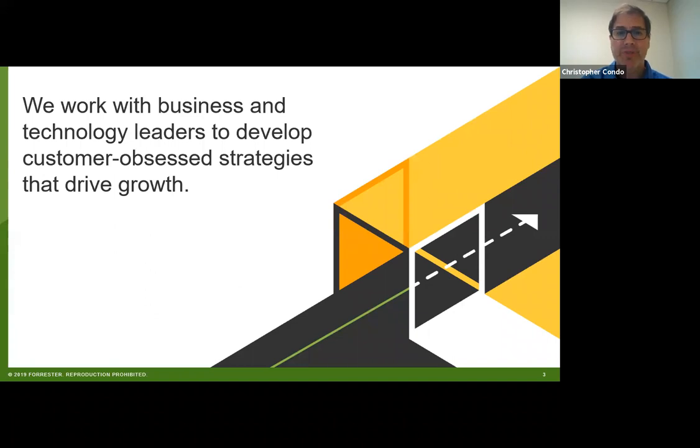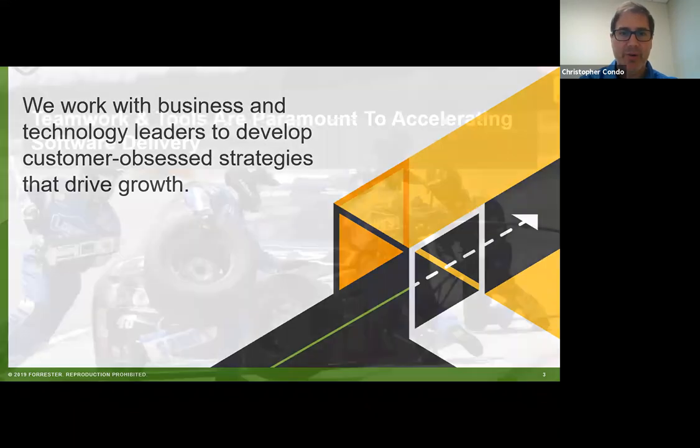At Forrester, we work with business and technology leaders to develop customer-obsessed strategies that drive growth. And I always start with a slide, even though it's our unique value proposition, because we want to talk about customer-obsessed strategies. You have customers, whether they're internal or external. We are all running businesses, and our job is to keep our customers happy, regardless of what industry that's in. And more recently, that's all becoming a part of the whole digital landscape of serving your customer in a digital way. So let's jump into it, right?